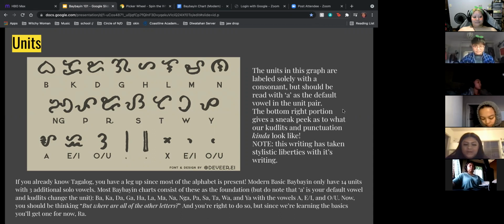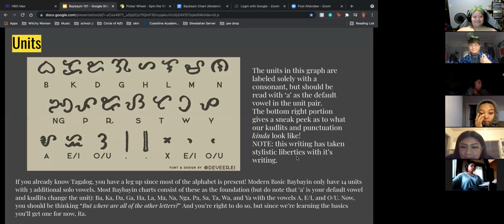So as Iko said, you're going to be doing the ka unit, but without any kudlits anywhere on it, and then follow it with this vowel. So then it would look like this. So is it making sense so far? Okay.